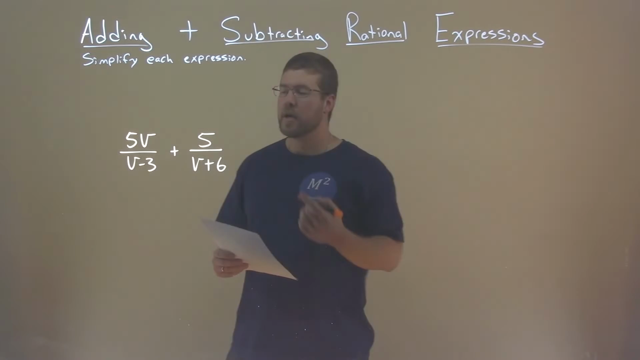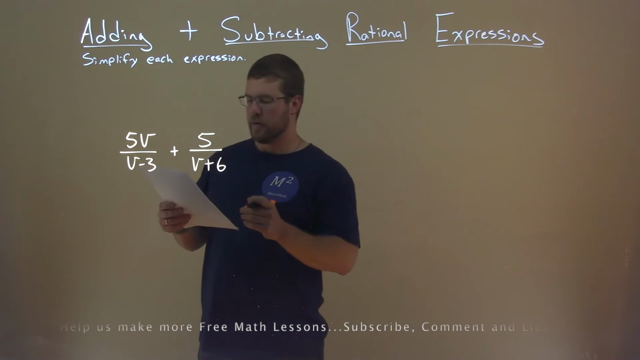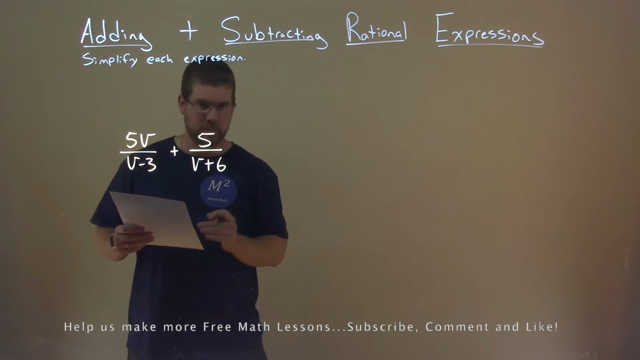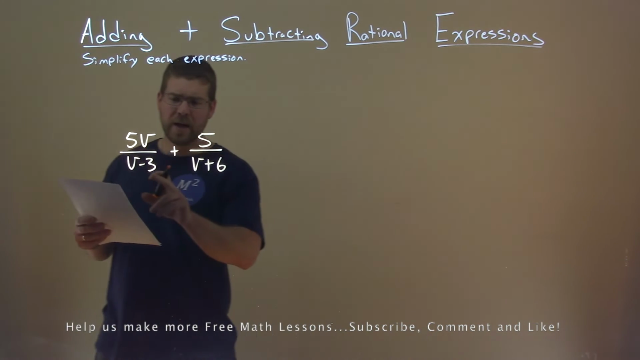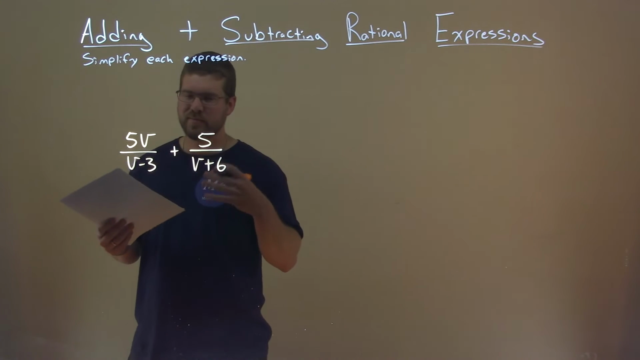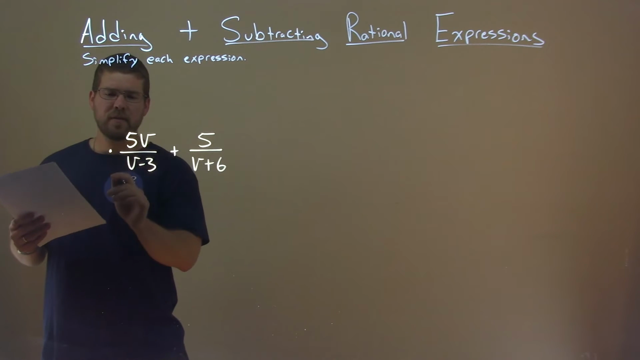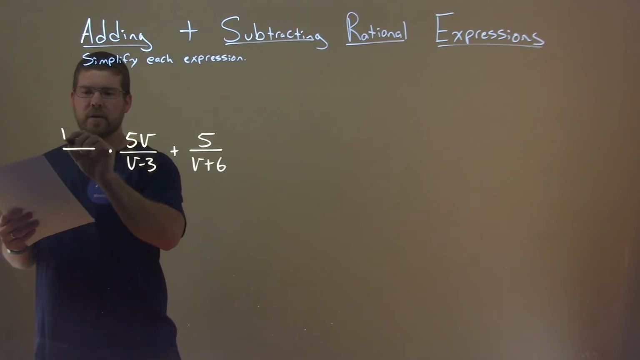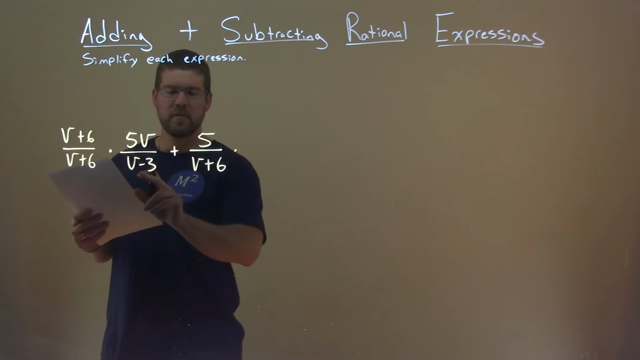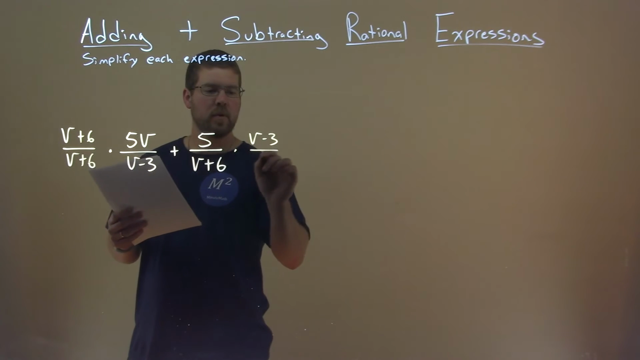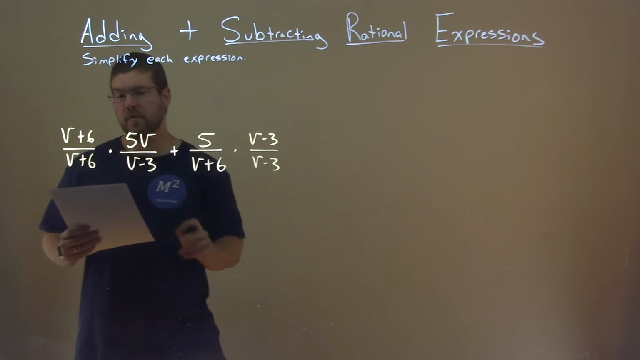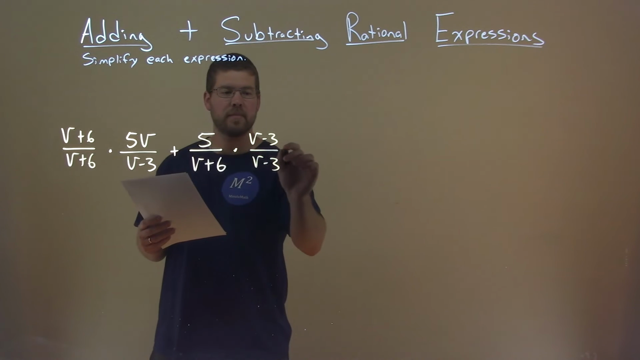We're given this problem right here, 5v over v minus 3 times 5 over v plus 6, and we need to simplify this expression. Well, I need to have the common denominator. And v minus 3 and v plus 6 aren't really the same. So I'm going to take the first fraction and multiply it by this denominator, v plus 6, over itself. Similarly, I'm going to do the same thing here, v minus 3 over v minus 3. This allows us to have v plus 6 times v minus 3 be our common denominator.